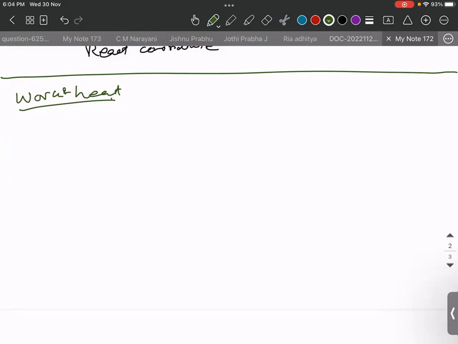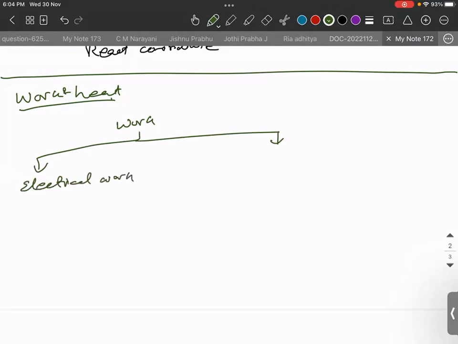Force into displacement. There are two types of work in thermodynamics. One is electrical work and another one is mechanical work. So electrical work, and mechanical work.